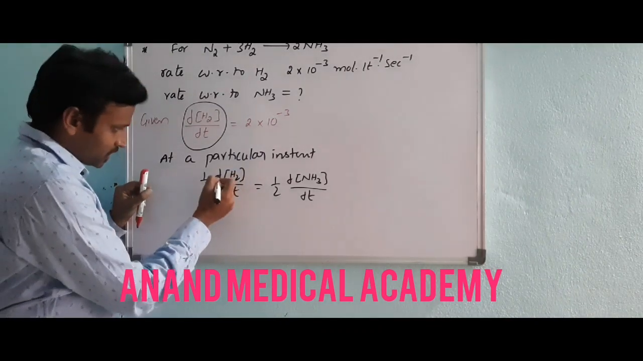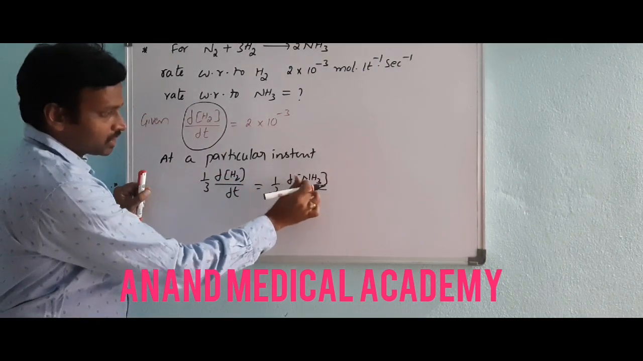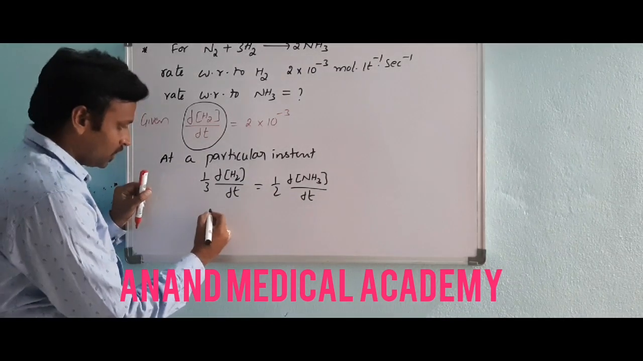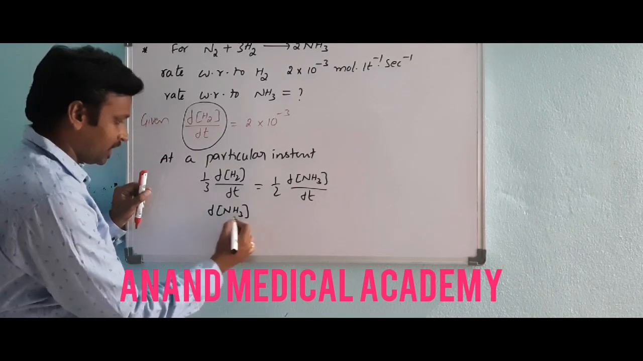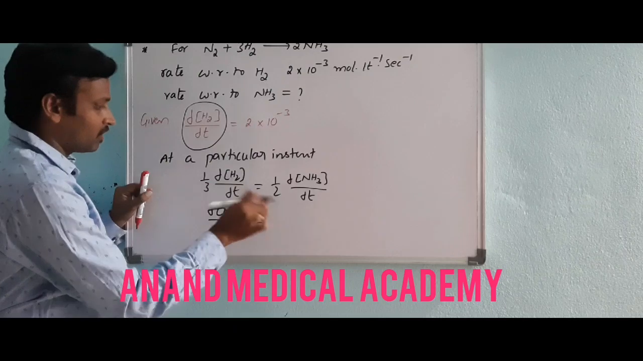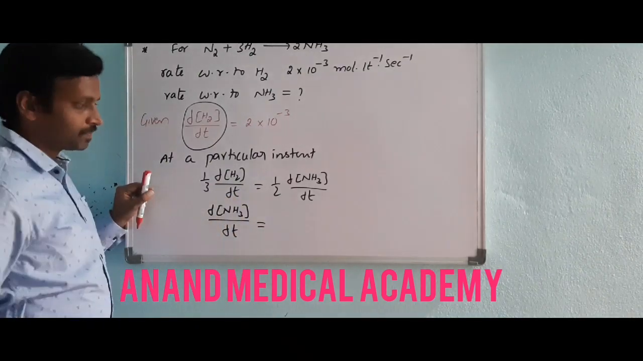That is the indication. I am telling you many times, don't feel bored. So d concentration of H2 by dt was given, and d concentration of NH3 by dt is being asked. So what to do now? Therefore, d concentration of NH3 by dt, you have to consider these moles while calculating. Only this is being asked.